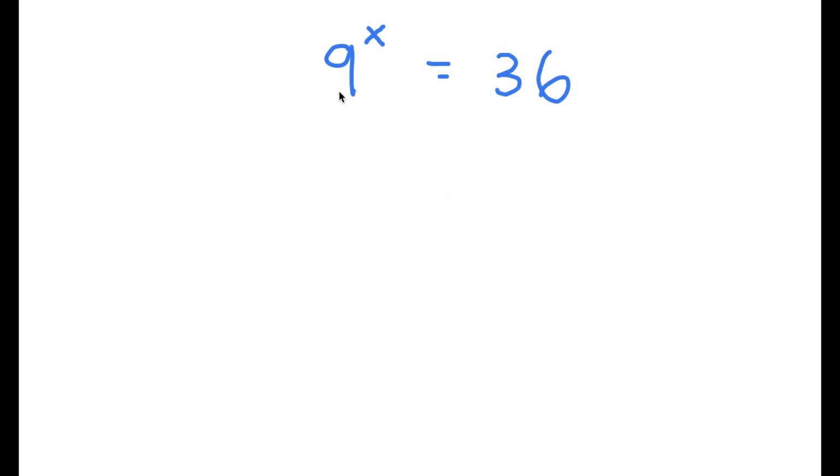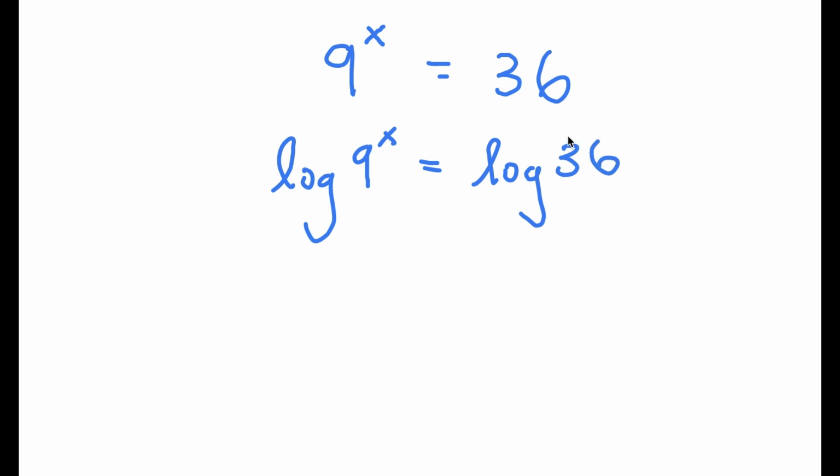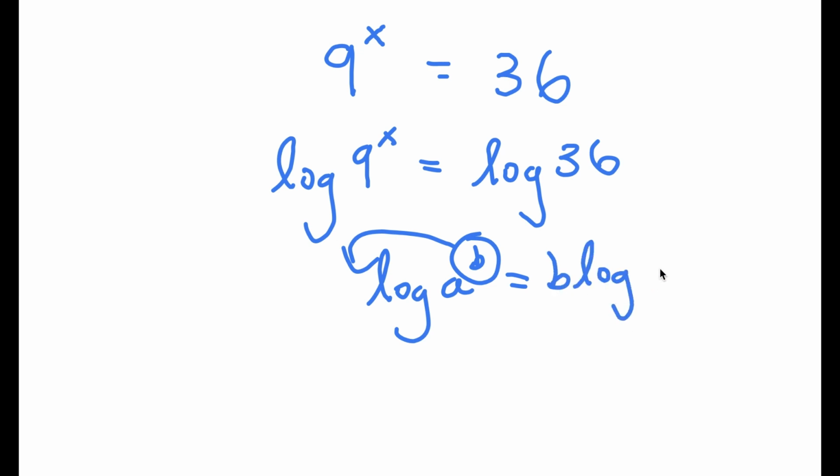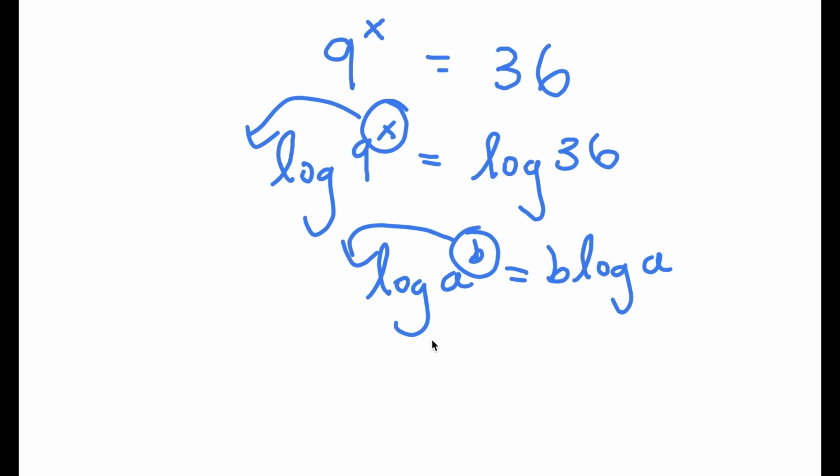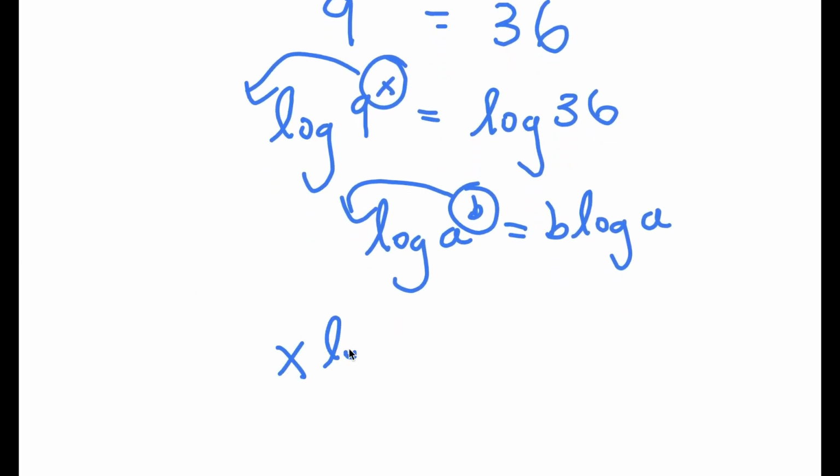Alright, so in this problem, I have 9 to the power of x is equal to 36. So to start, I'm going to start by taking the log on both sides. So now I have log 9 to the power of x is equal to log 36. Now, if I have something in the form log a to the power of b, I can move this exponent b to the front. So it's going to equal b times log a. So in this case, we can think of x as b, so we can move this to the front. And now this is going to equal x times log 9 is equal to log 36.